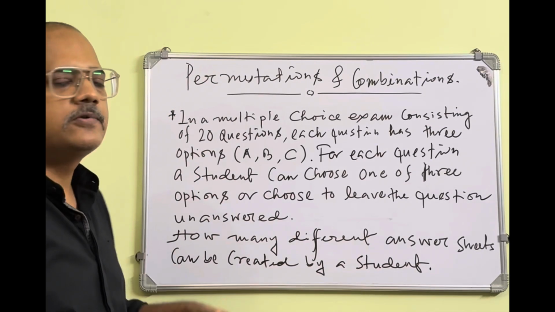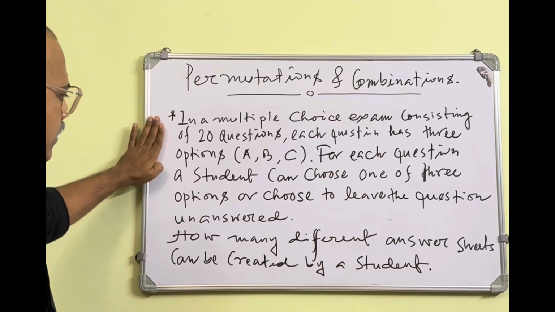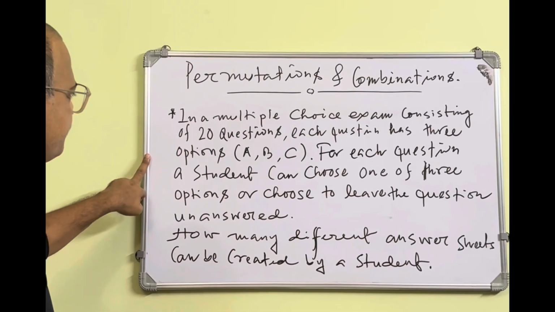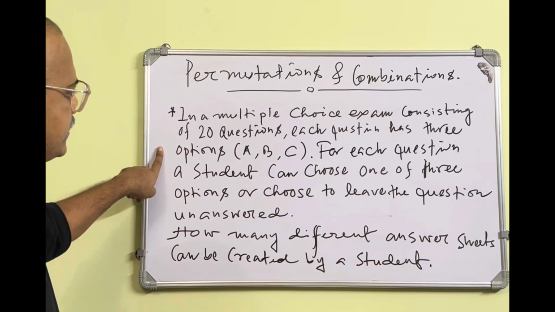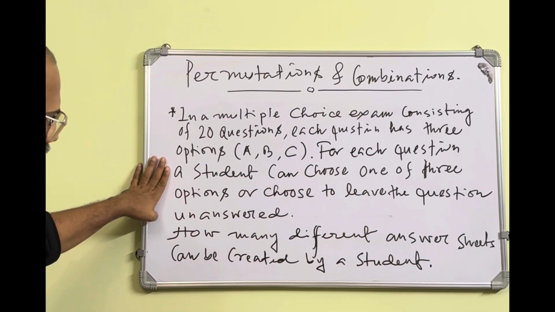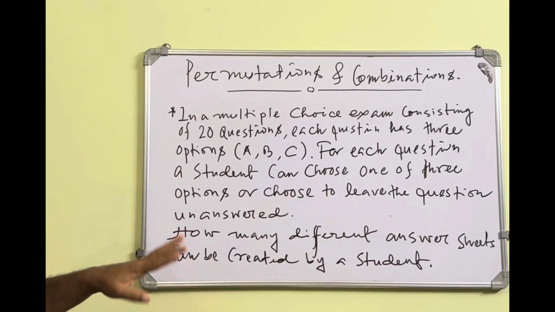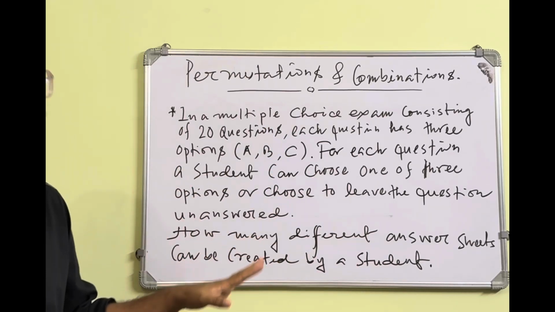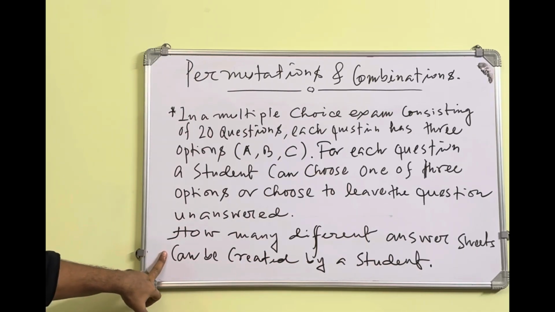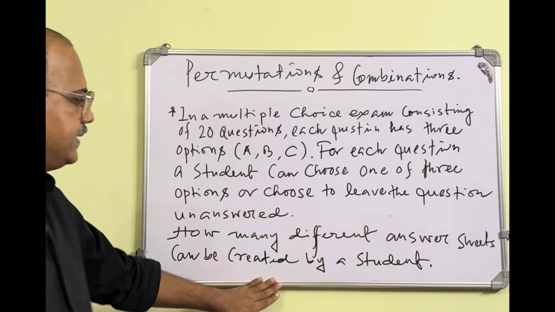Let's start another problem using the counting principle of multiplication. Let's understand the problem first. In a multiple choice exam consisting of 20 questions, each question has 3 options A, B, C, and for each question a student can choose one of the 3 options, or he or she can leave the question unanswered. What we are looking for is how many different answer sheets can be created by the student.